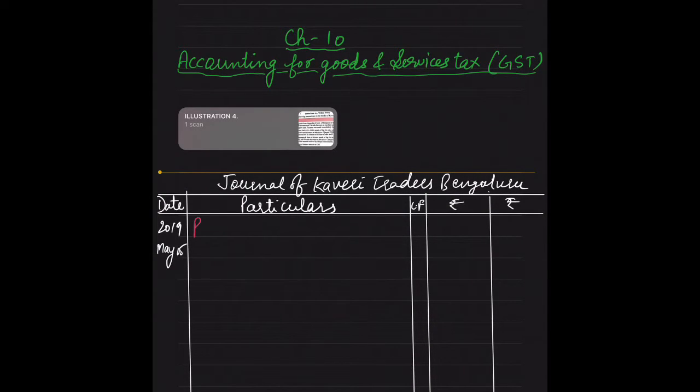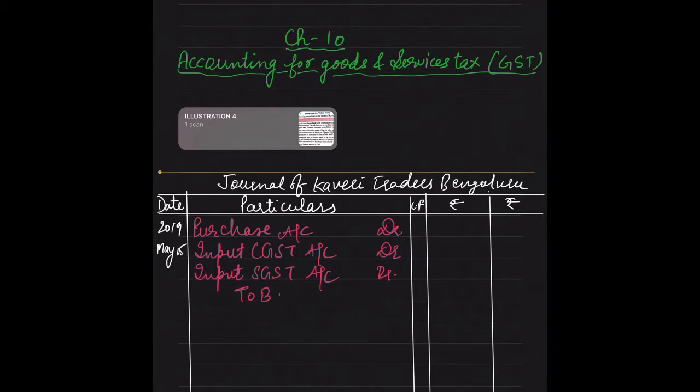The entry will be: Purchase account debit. We know that in the case of purchase, input CGST and input SGST will be debited, to bank account, to discount received, because we are purchasing the goods and we are receiving the cash discount.